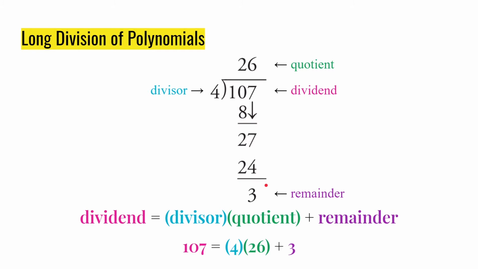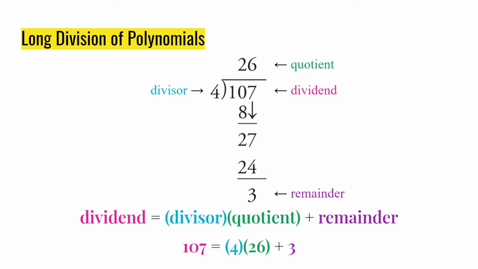Now, a few key terms to notice: the number we are dividing is called the dividend, and the number we are dividing by is called the divisor. The answer that we get is called the quotient, and the remainder that we get is called the remainder. So we can generalize this into a statement: the dividend is equal to divisor multiplied by quotient plus remainder. And for this example, we can write the statement as 107 equals 4 multiplied by 26 plus 3.